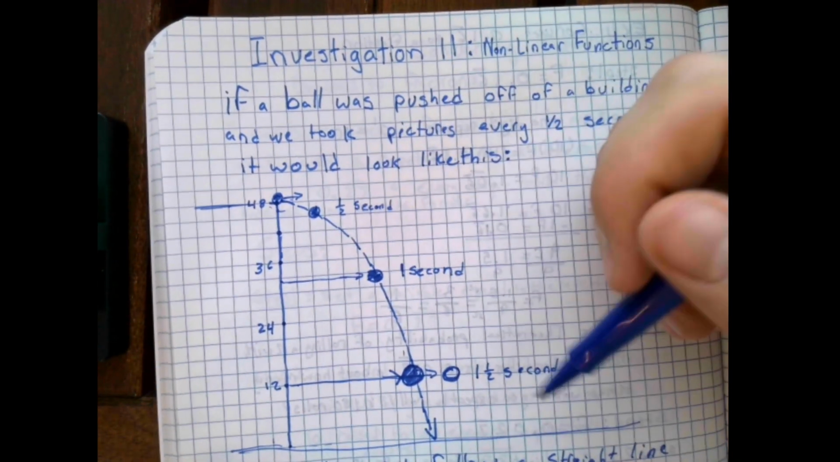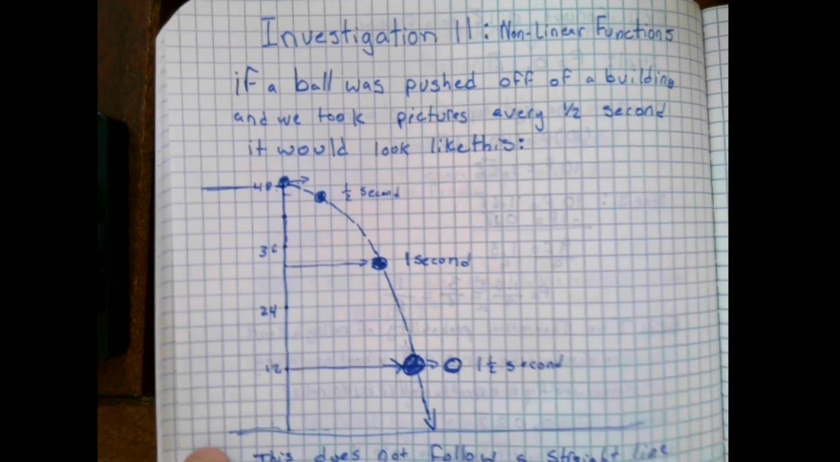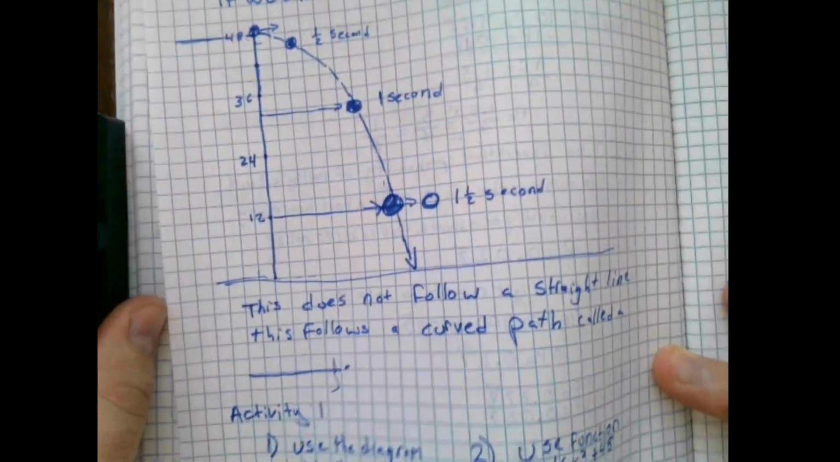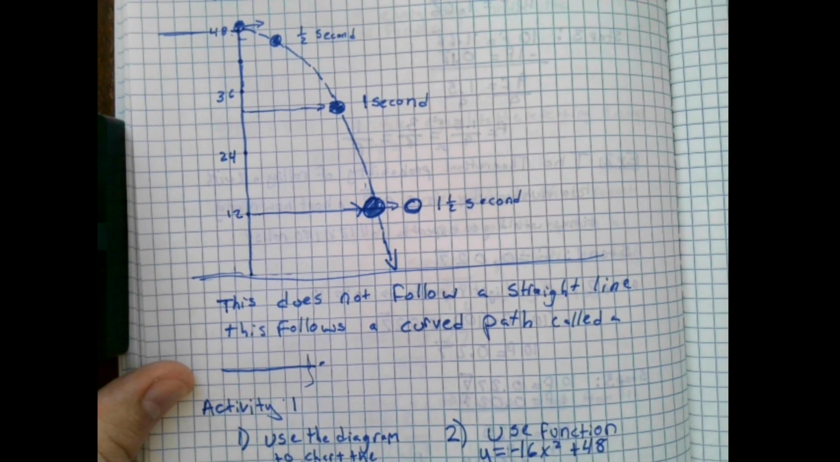Can't connect these dots with a ruler. Can't connect more than two of them at least. Now, it doesn't follow a straight line. It follows a curved path. And that curved path is going to be called a parabola.